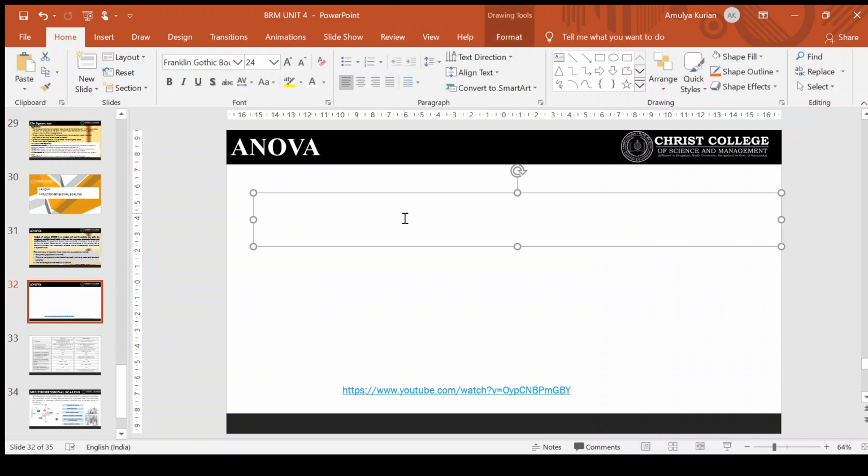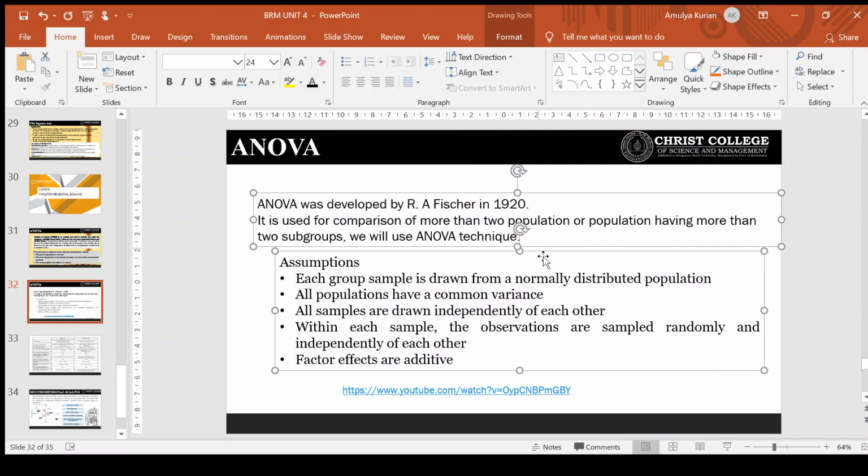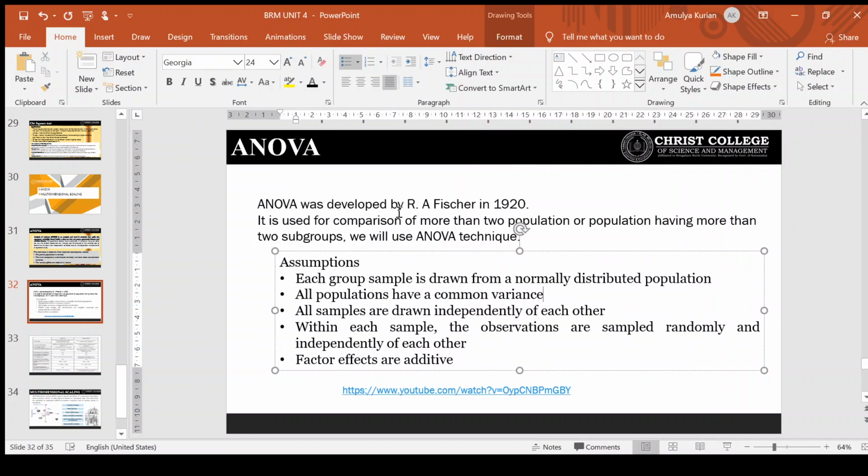So let's see what it is. Basically, it was developed by R.E. Fisher in 1920. It is used for comparison of more than two populations, or a population having more than two subgroups. In such cases, we will be using ANOVA.